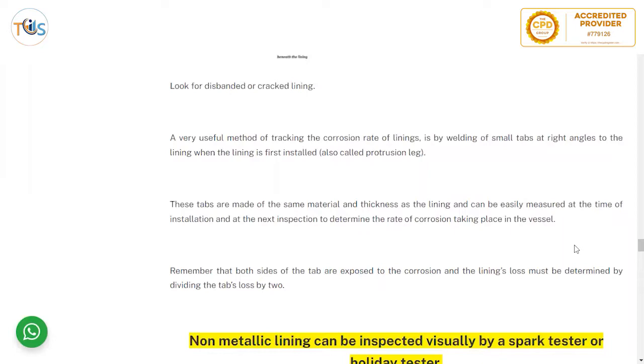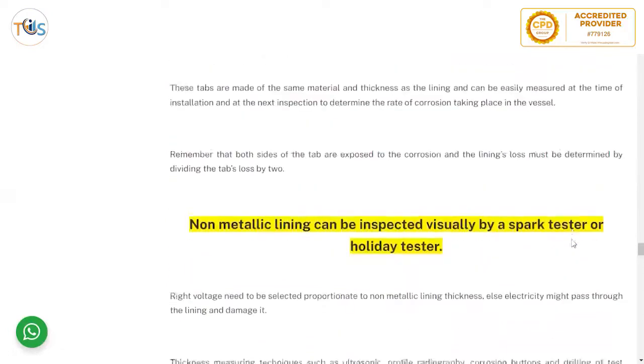A very useful method of tracking the corrosion rate of lining is by welding small tabs at right angles to the lining when the lining is first installed. This is called a protrusion leg. These tabs are made of the same material and thickness as the lining, and can be easily measured at the time of installation and at the next inspection to determine the rate of corrosion taking place. Remember that because it's corroded from both ends, whatever you get as a corrosion loss should be divided by 2.